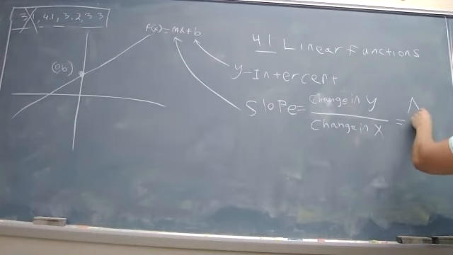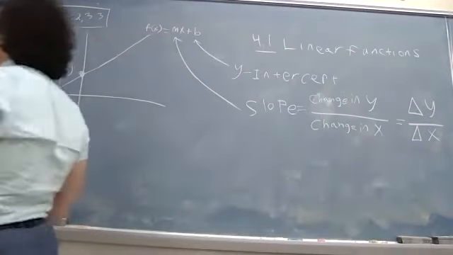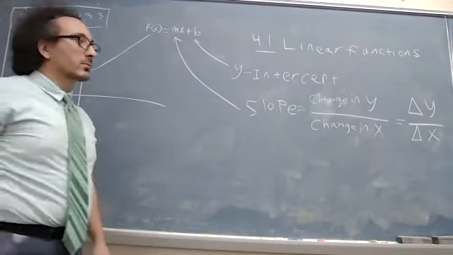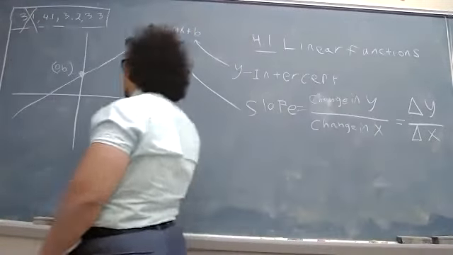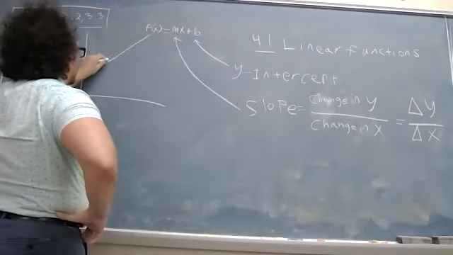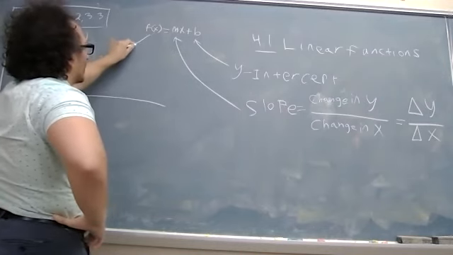Mathematicians represent change with delta, the Greek letter delta. That represents change, and so delta we put as a triangle. That's the Greek letter for change, okay? So the way we quantify this, let's see how we can talk about this. So let's say this is some point on the line right here, and let's say this is some other point on the line right here.